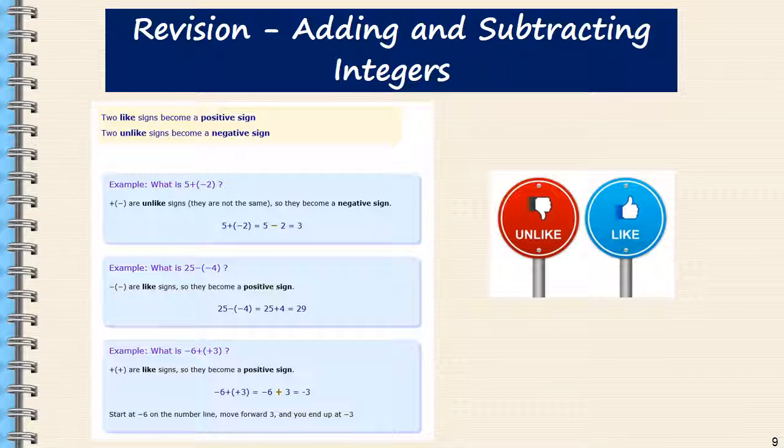Okay, and that's just a bit of a summary of that. If the signs are the same, two positives or two negatives, it becomes a positive. If they're not the same, it's a negative sign. Minus a positive is just like a minus.